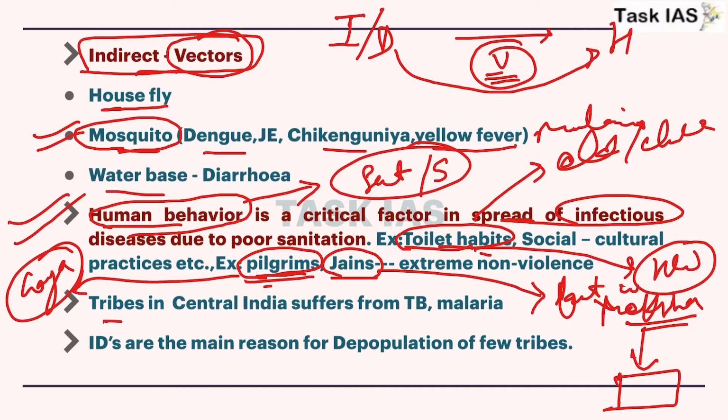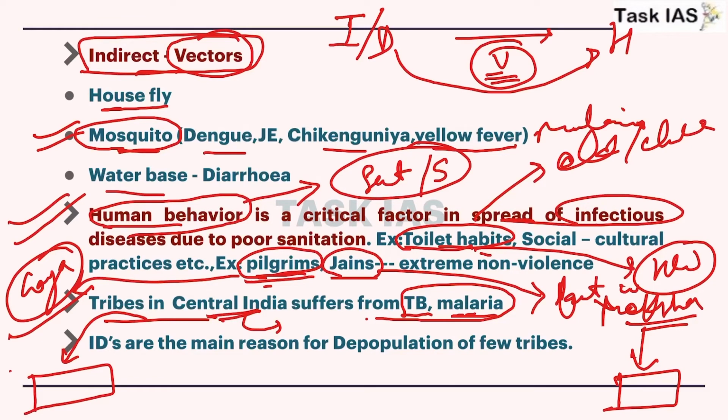Now tribes in central India suffer from TB and malaria. So when we discuss tribal problems in paper 2, you can pick up some of the case studies to write here. For example, central Indian tribes like Gonds, Bhils, they have higher incidences of TB and malaria. Again, due to poor hygiene practices, as well as an anthropologist has observed that they have cohabitation with animals in their houses, so this led to more crowding as well as less focus on sanitation.